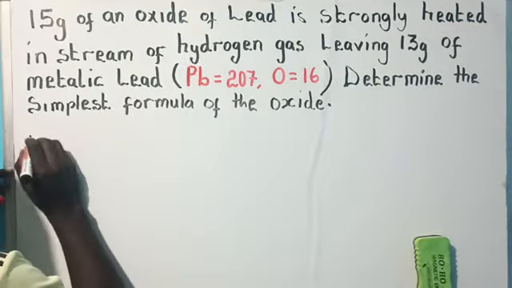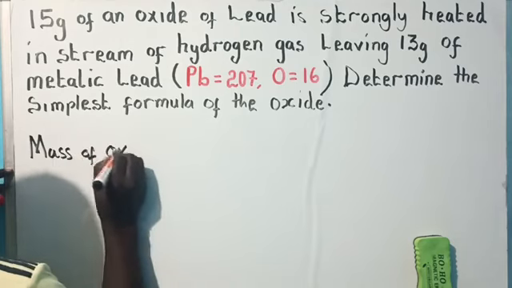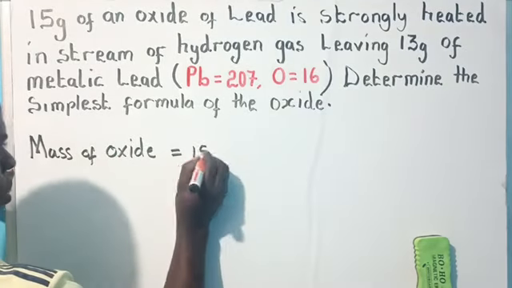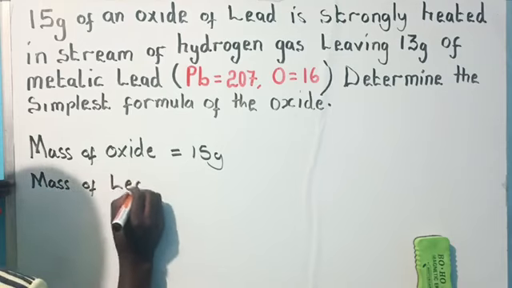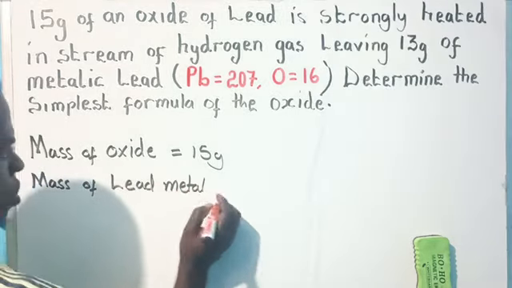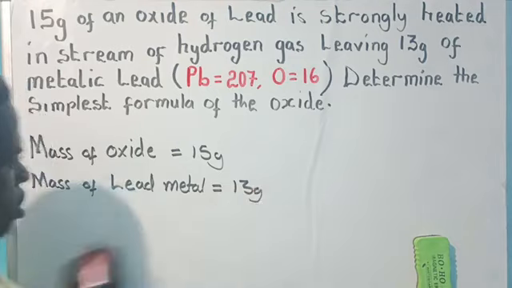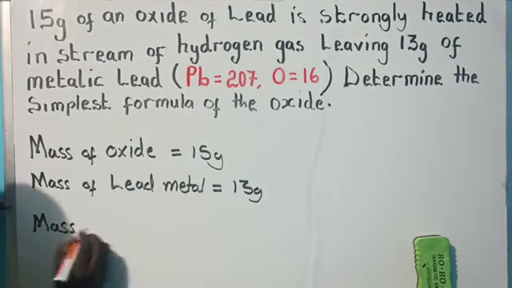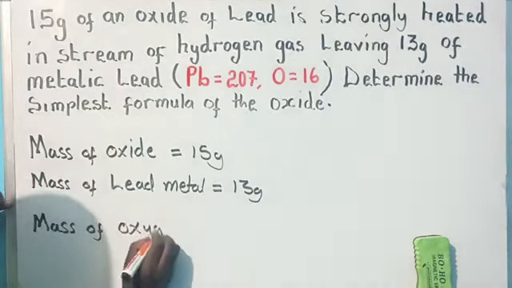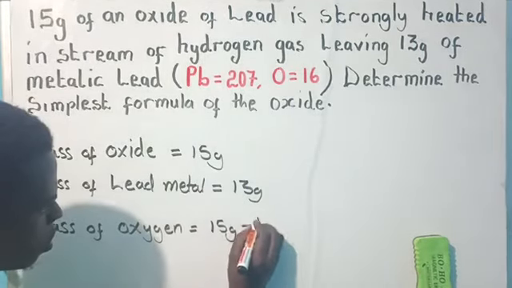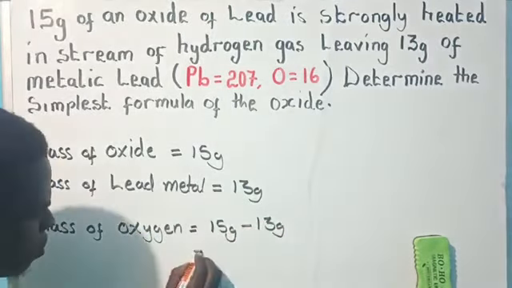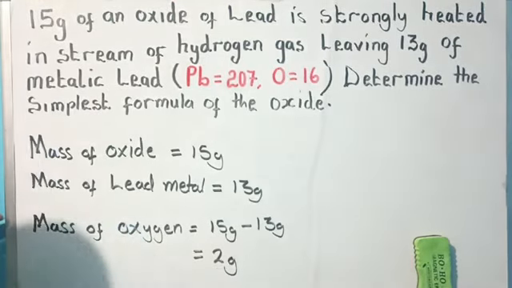Let's work this out. The mass of oxide is 15 grams. The mass of lead metal is 13 grams. And since it is an oxide, the mass of oxygen is 15 minus 13, giving 2 grams of oxygen.